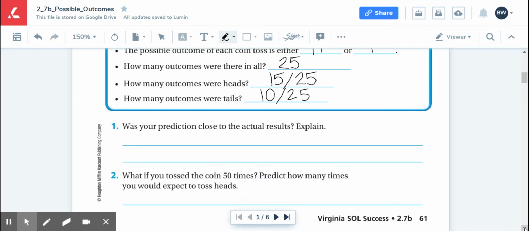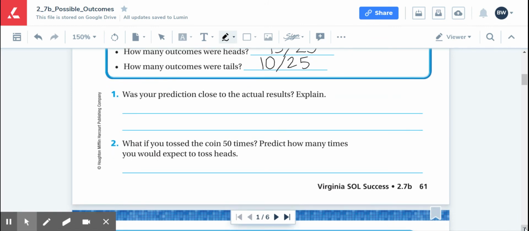And then what if I tossed the coin 50 times? If I predicted how many times I would expect to toss heads, I would just cut it in half. What's half of 50? Well, 25 plus 25 is 50. So my prediction would be that I would get 25 heads and then I get 25 tails. That's not going to be absolutely accurate, okay, but it's likely if we use our probability terms.